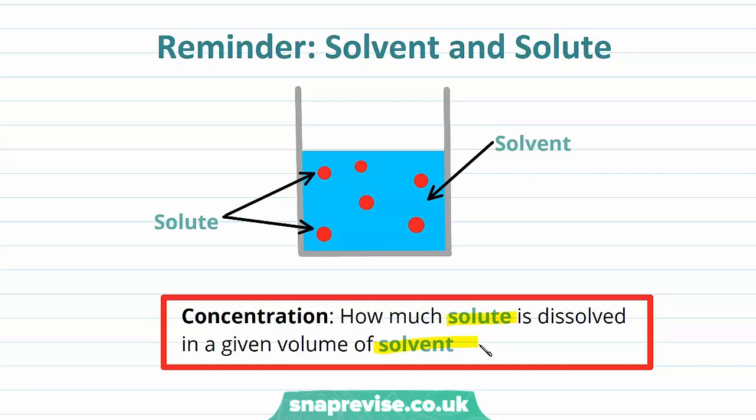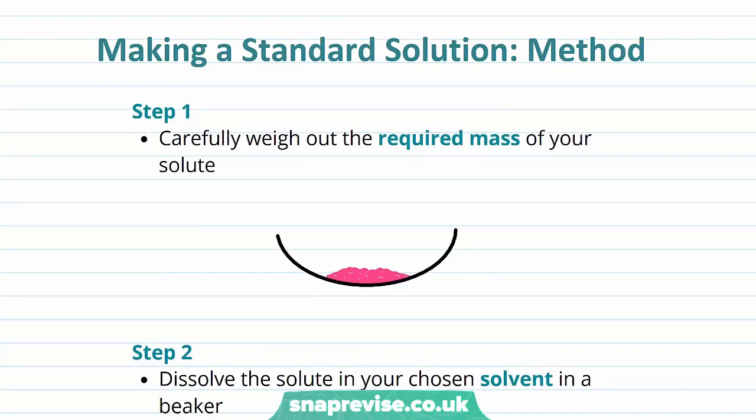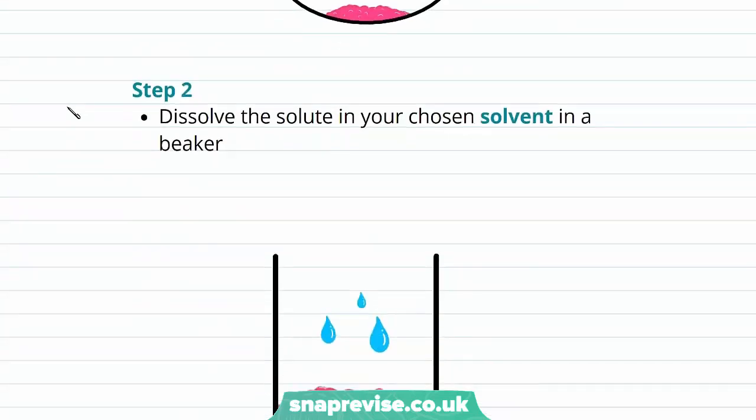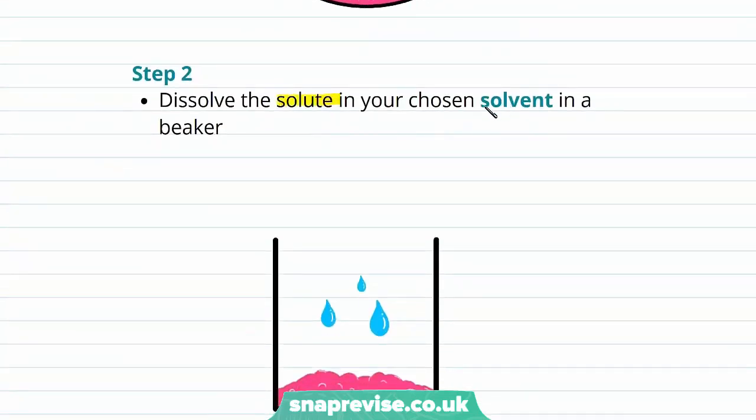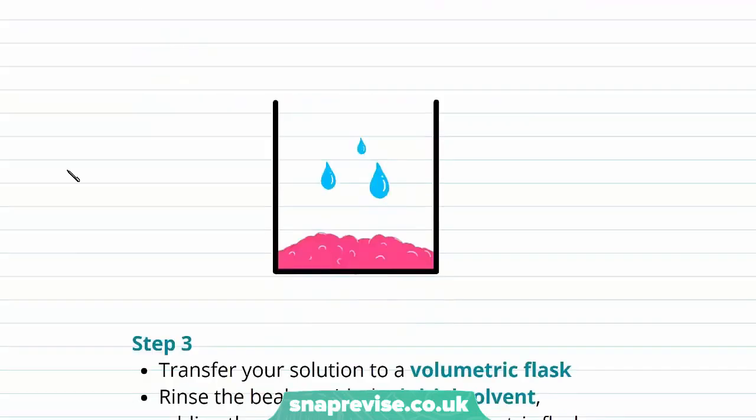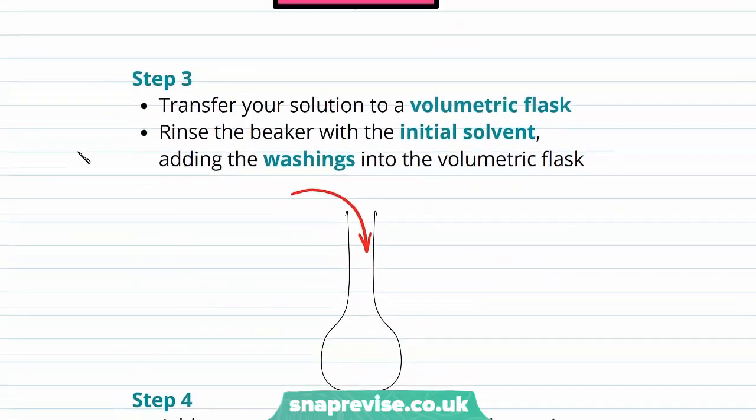So now we've recapped the idea of concentration, let's take a look at the steps involved in making a standard solution. The first step is to carefully weigh out the required mass of our solute. The second step is to dissolve the solute in our chosen solvent in a beaker. The third step is to transfer the solution that we've made into a volumetric flask. We then rinse the beaker with our initial solvent, that's the solvent that we've chosen, and we add the washings into the volumetric flask, making sure nothing is washed away or poured down a sink and wasted.